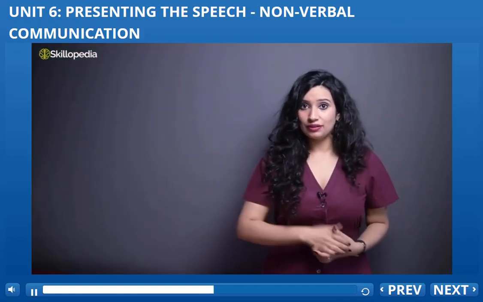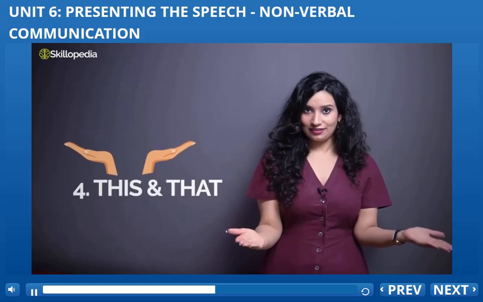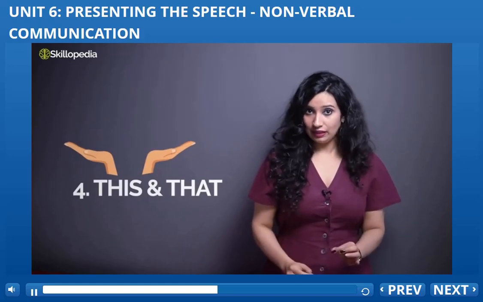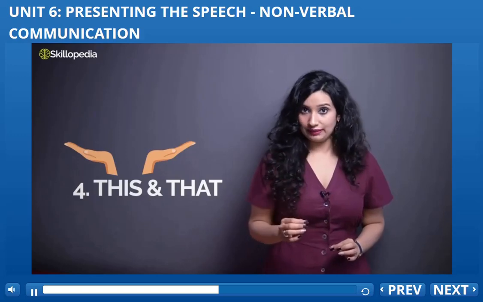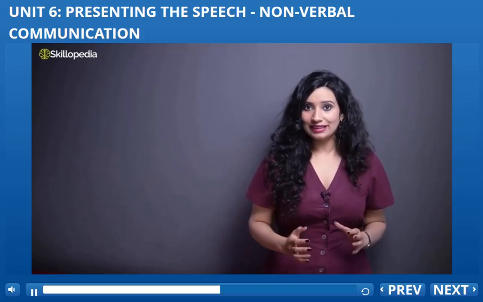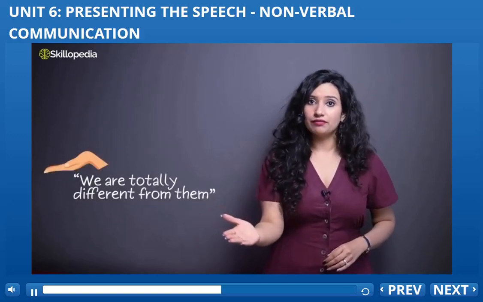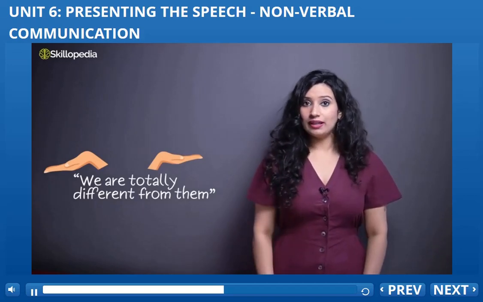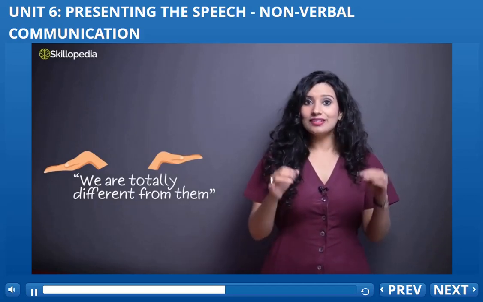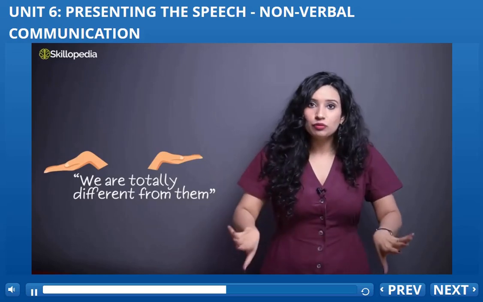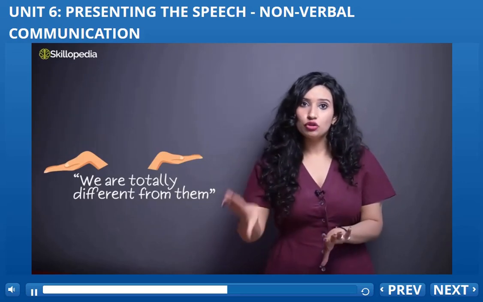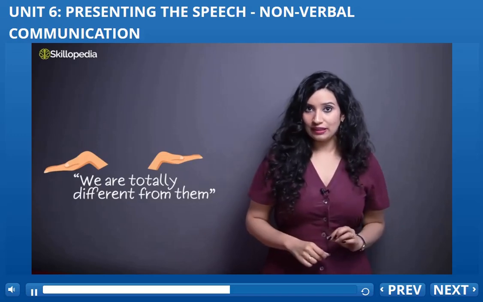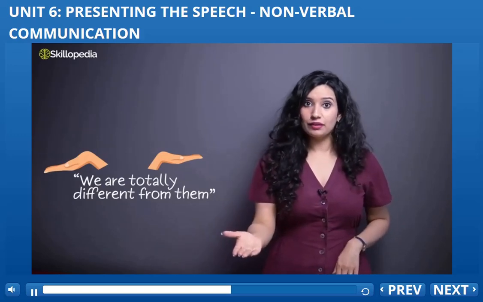The next hand gesture is this and that. Whenever you want to separate two different ideas or things that you're saying, you can use your hands to represent that. For example, I might say, we are totally different from them, using my left hand when I say we and my right hand when I say them. So this is a great way to put distance between two things and show that these are two separate things or two separate ideas. So once again, you could say, we are totally different from them.